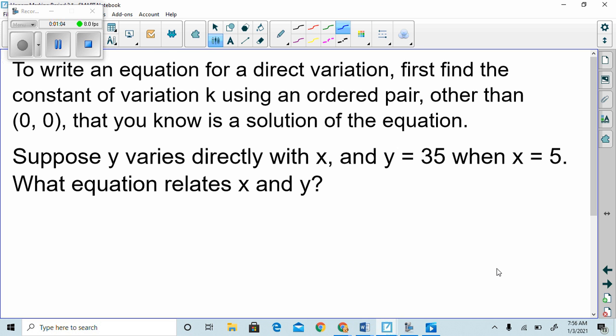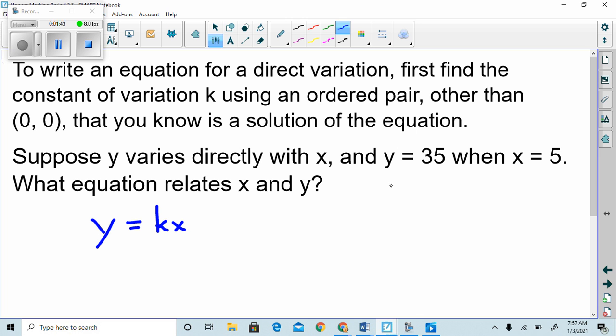So you're going to be given a statement that says, suppose x and y vary directly with x being 5 and y being 35. We want to write an equation that relates x and y. Well, we can't do that until we find our constant of variation. And remember when we were talking about slope in our previous lesson, we talked about how slope is constant. So that's why constant of variation is also your slope. So the model of direct variation is y is equal to kx. Now we need to find that constant.